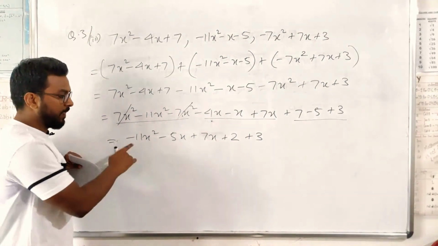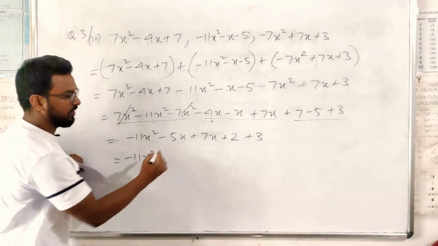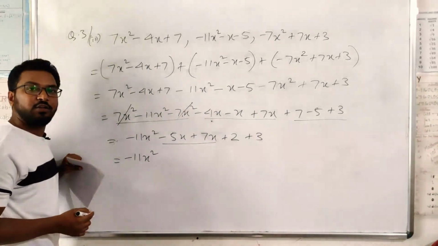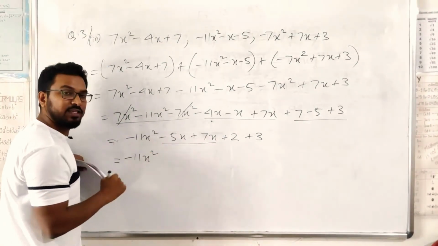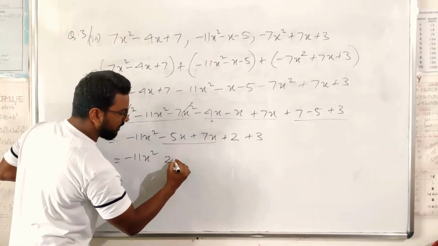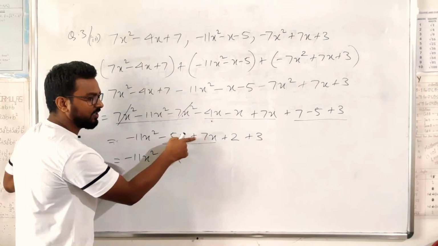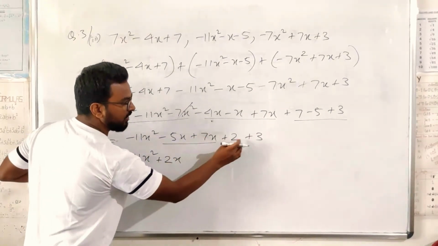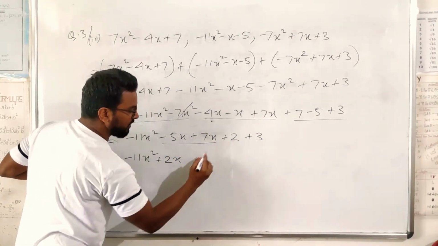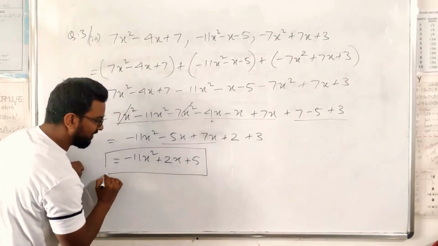Next what you will do, this one you can write as it is. Now this still needs to be solved, so plus minus, it will be minus 7 minus 5 is 2, and x, the greater sign will be plus, right, because 7 is greater, so this will be plus. 2 plus 3 is 5, sign will be plus, so this will be our answer.